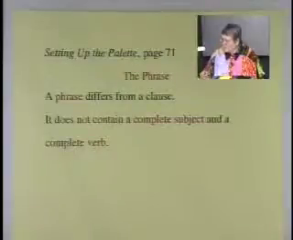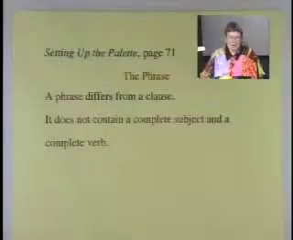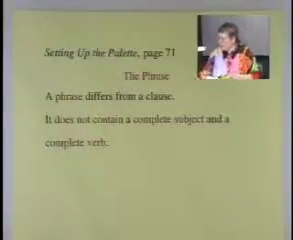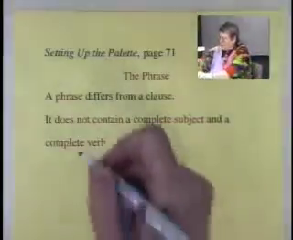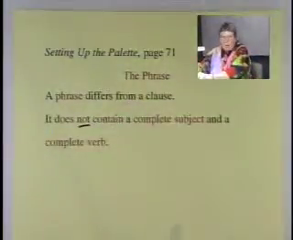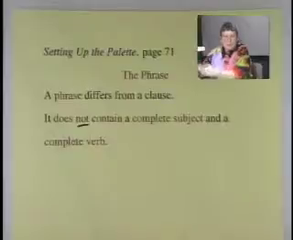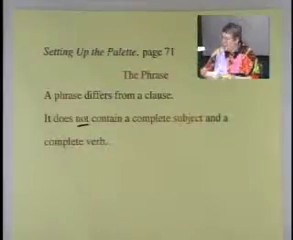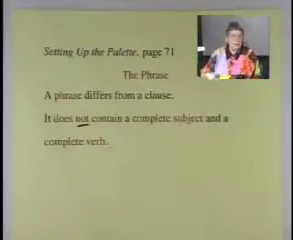Note that a phrase differs from a clause. This is the broad definition. It does not contain a complete subject and a complete verb. You remember that a clause, regardless of type, always has a complete subject and a complete verb. But a phrase does not. It's always missing something. So if you go to page 71, highlight this.